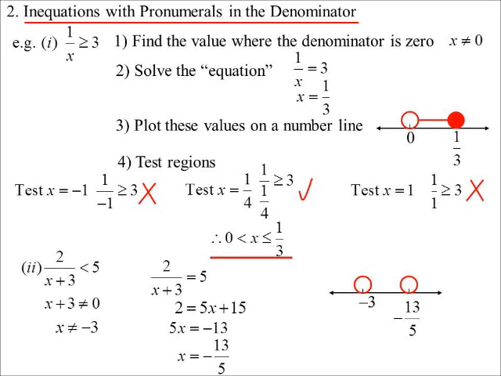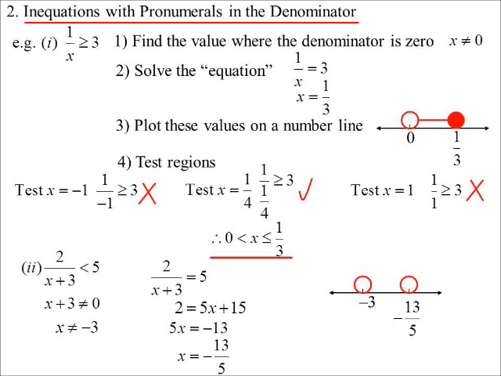A point in the middle of -13 on 5 and -3. How about -2.9? We can sub that in. -2.9 plus 3 is 0.1. 2 over 0.1 is 20. It's not going to be less than 5, is it? So no, we're not in between.